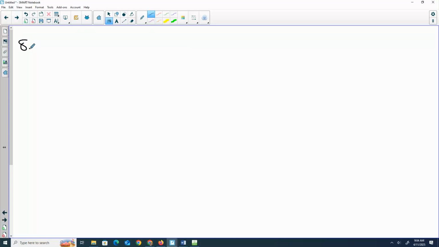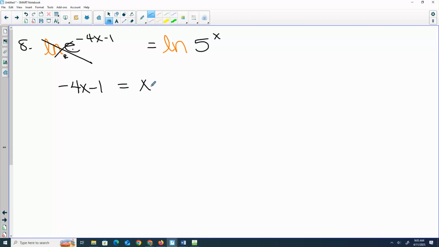So problem 8. e to the negative 4x minus 1 equals 5 to the x. So we cannot get a common base. That means we add logs. A lot of times if we have e, as I've told you, natural log, it's not that it's the only answer, but it's just nicer. Because a natural log is log base e. And anytime you have the same base on your log and exponential, those just cancel. So that gives us negative 4x minus 1 equals x. This one doesn't cancel, so it still has its natural log.